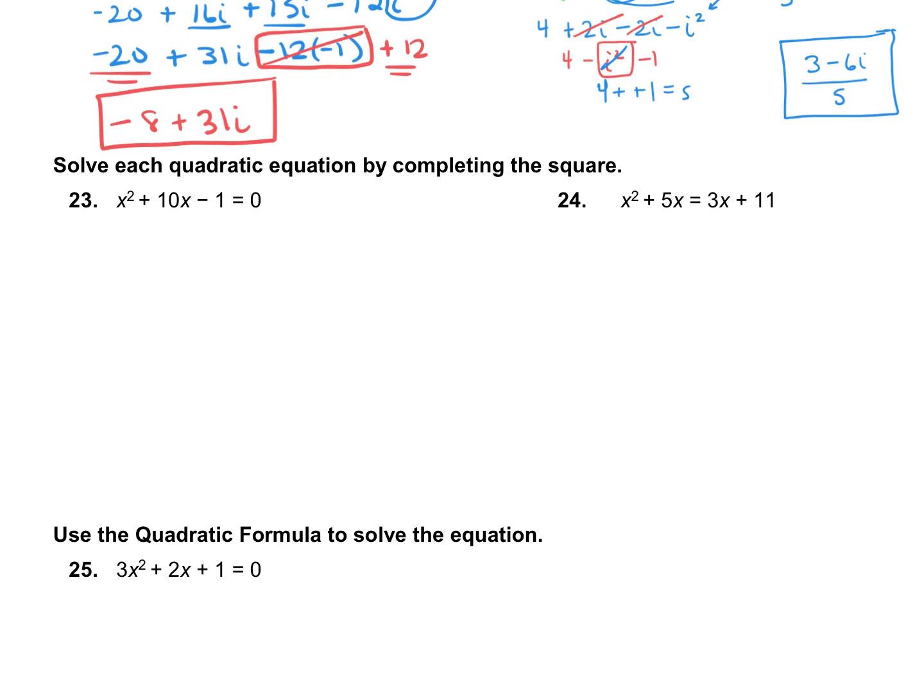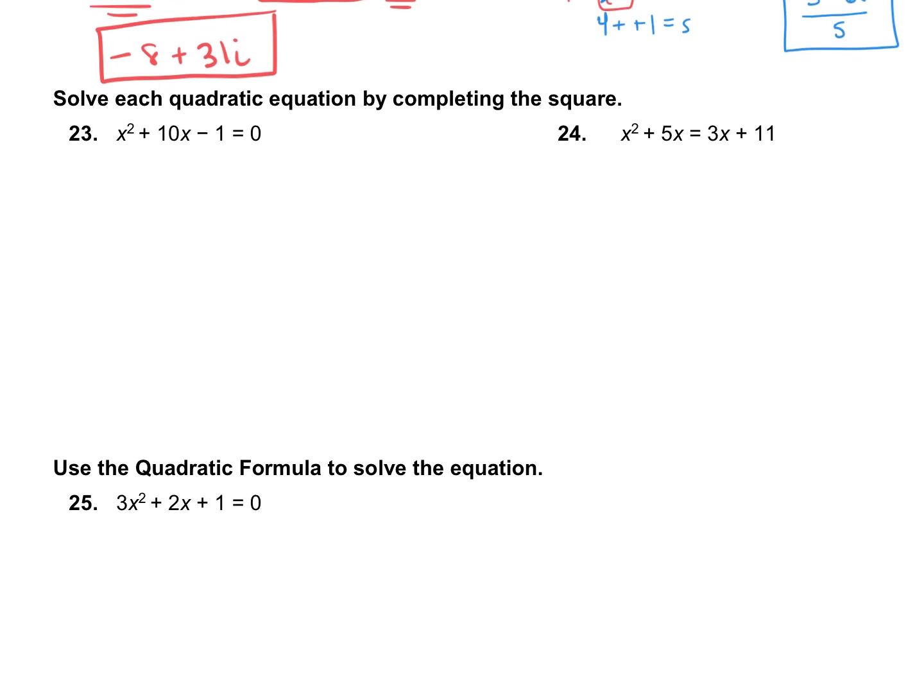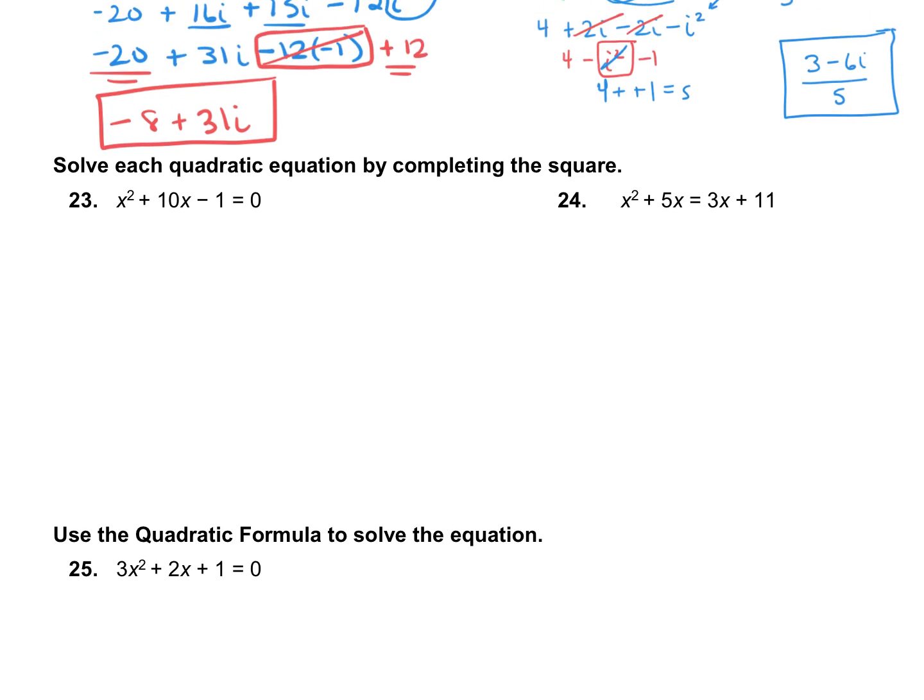All right, 23, solve each quadratic equation by completing the square. So completing the square is a method we can use to get a quadratic equation into vertex form. And once we have it in vertex form, then it's easy to solve. So when you guys are solving on the test, you do have a choice. You can choose your method of solving. And some people like to solve with completing the square because once you have vertex form, it feels easy to solve a quadratic equation.